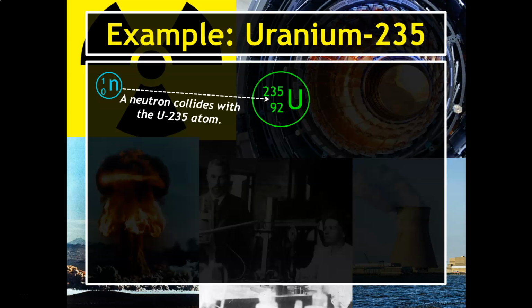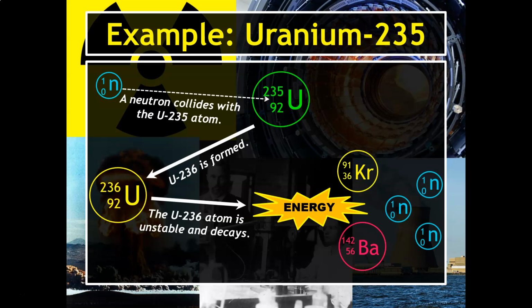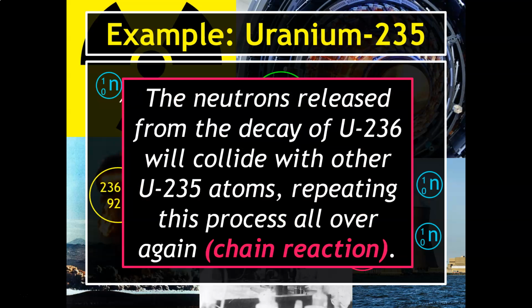Here's an example. A neutron collides with uranium-235. Uranium-236 is formed as a result, and then the uranium-236 atom is unstable and will decay, and this releases energy. The neutrons released from the decay of uranium-236 will collide with other uranium-235 atoms, repeating this process all over again, and that's why it's called a chain reaction.